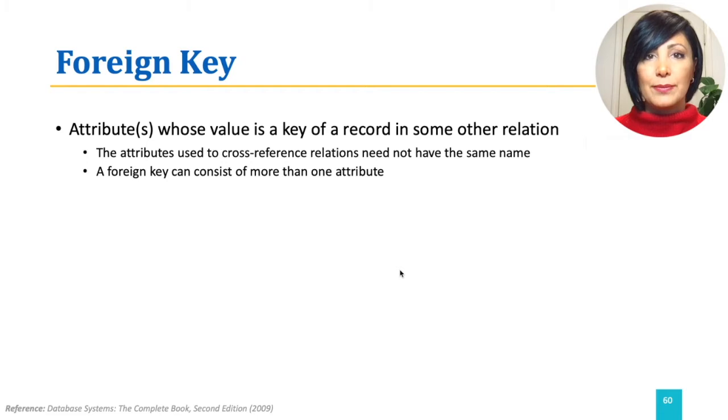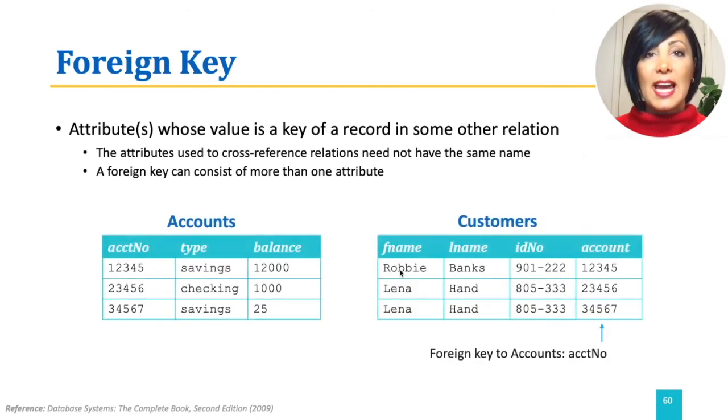For example, assume we have relations accounts and customers. The customers table has an attribute called account that has the account number for each customer. This attribute is used in table accounts, and the account number attribute is the key of the table to uniquely identify the accounts. Therefore, account in the customer table is a foreign key to accounts.